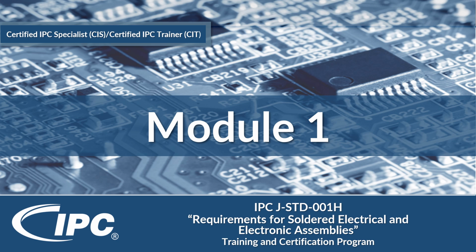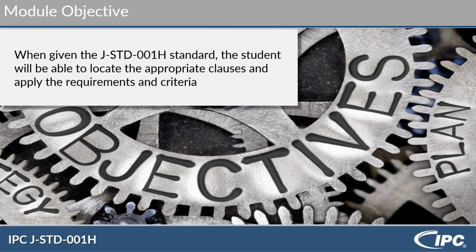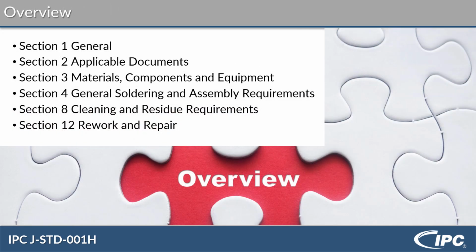Okay, so this is Module 1 of the IPC J-STD-001, Rev H. The objective of this module is that you will be able to locate appropriate clauses and apply the requirements and criteria of the J standard 001, Rev H. For Module 1, in this video, we will be going over Section 1 as general.